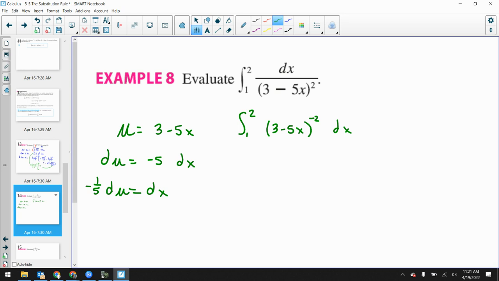So here's what I can say. I'm going to change colors now because I'm now inputting u. This is going to be u to the negative 2 times negative 1/5 du.